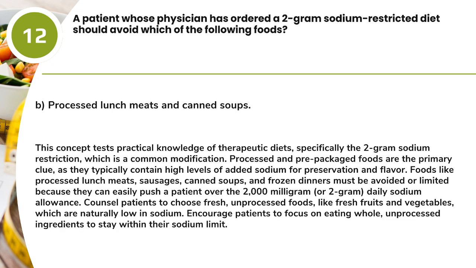Answer: B. Processed lunch meats and canned soups. This concept tests practical knowledge of therapeutic diets, specifically the 2-gram sodium restriction, which is a common modification. Processed and prepackaged foods are the primary clue, as they typically contain high levels of added sodium for preservation and flavor. Foods like processed lunch meats, sausages, canned soups, and frozen dinners must be avoided or limited, because they can easily push a patient over the 2,000 milligram or 2-gram daily sodium allowance.